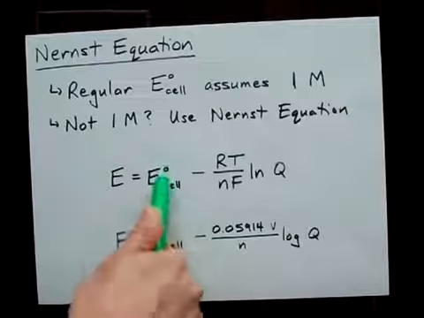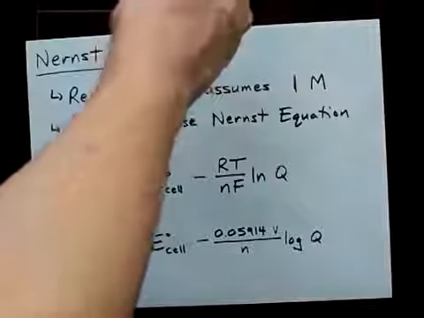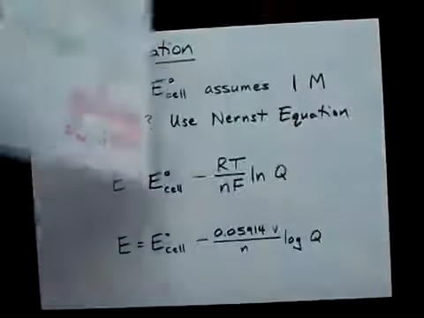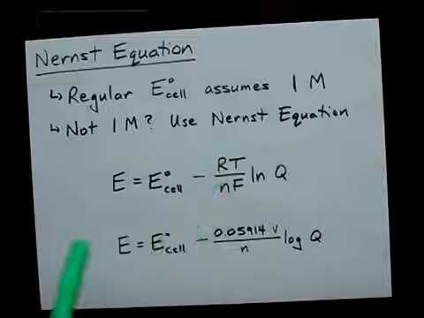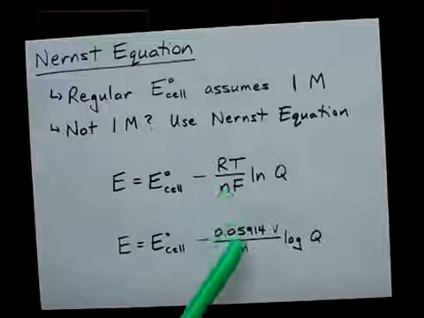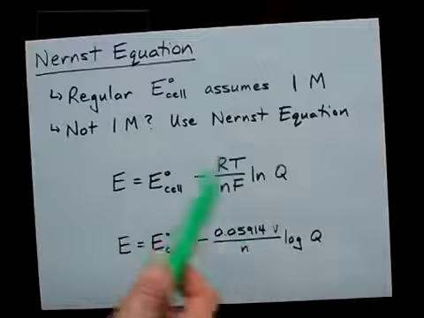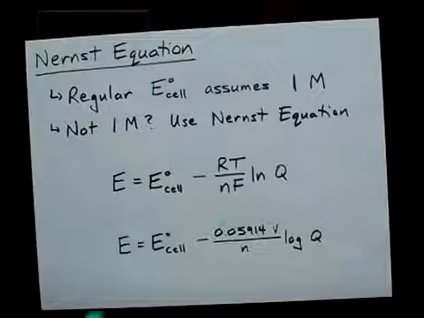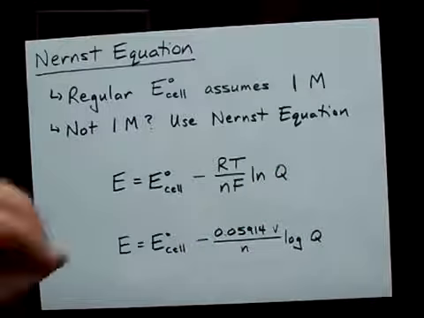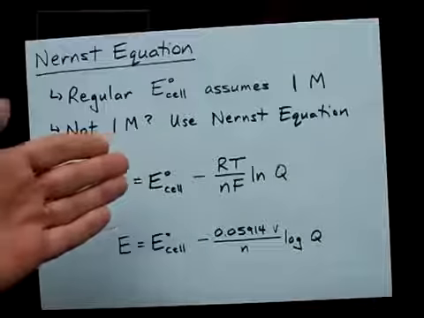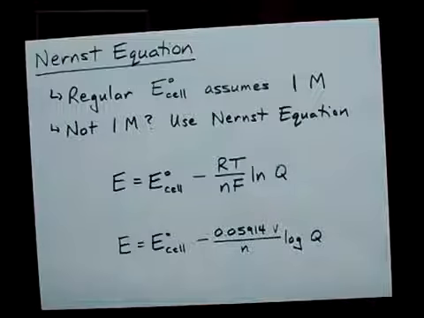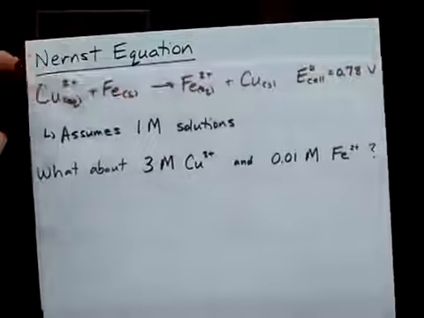Okay, E naught cell is the cell potential you found in your previous question when you added the cell potentials of each half reaction. R is the gas constant, T is your temperature, N is the number of electrons swapped each time the reaction happens, F is the Faraday constant, and Q is the same as your equilibrium value, or equilibrium expression, but with the actual concentrations. That's going to make a lot more sense to you when I do it for this reaction right here.